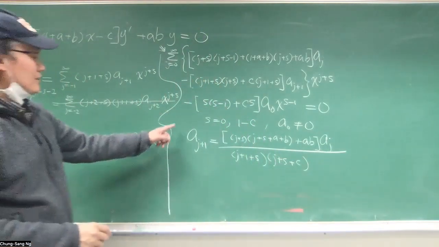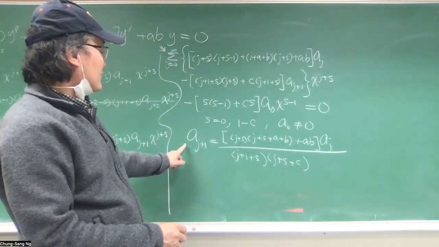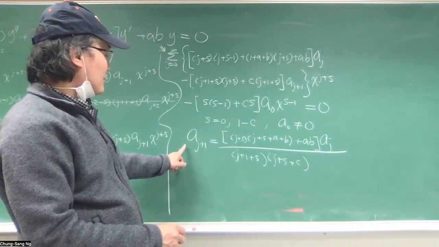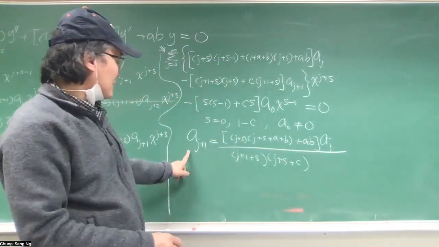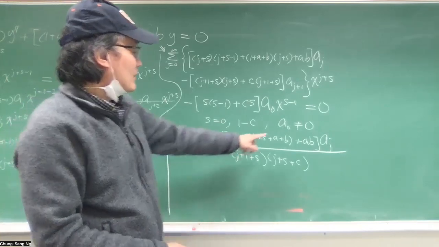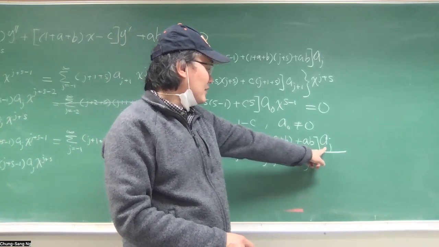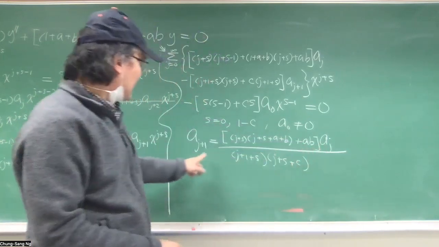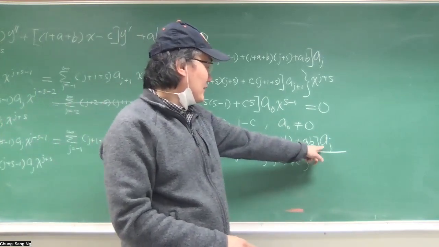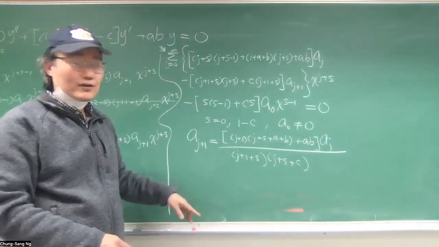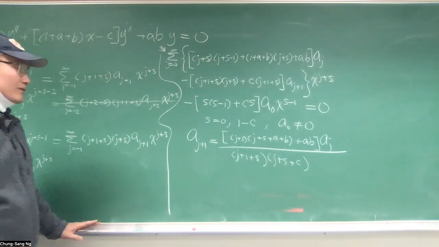Okay, so that's the best we can write it. So now you have a recurrence relation. Once you have A sub J, you can get A sub J plus 1. Because we assume A sub 0 is non-zero, start with J from 0, then you get A1. Then you put A1 here, you get A2, and so on. You can put it in the computer and get all the A_J if needed, right?